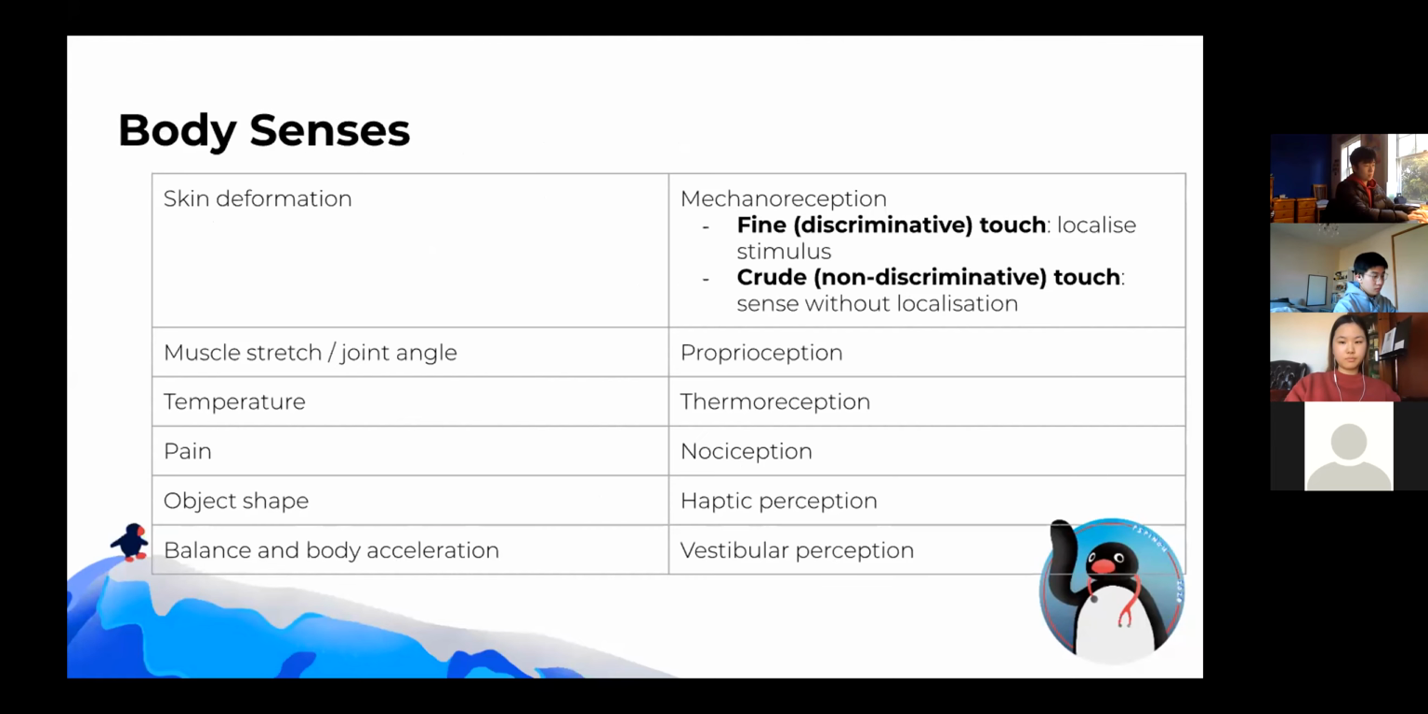So we've got a few body senses that you probably know of, and today we're going to be focusing on skin. In skin, you need to know fine touch, which localizes the stimulus, and crude touch, which is a sense without a specific localization. And you've probably heard of other terms before, like muscle stretch, which is proprioception, temperature, like thermoreception, pain, object shape, balance, right? But the main thing that we're going to be learning about is regarding skin.